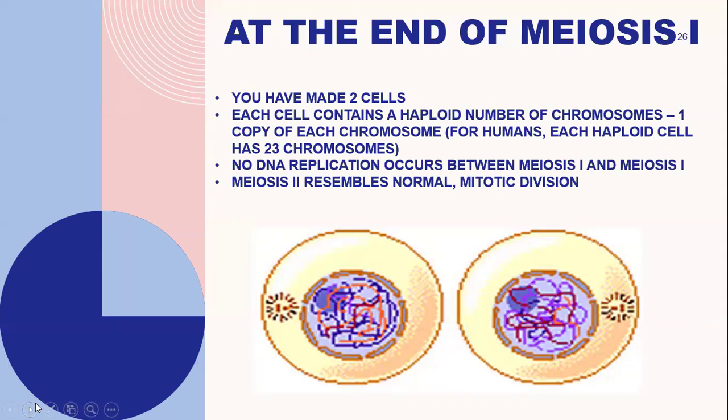So at the end of meiosis 1, we are not going to have DNA being replicated. Remember, I stated that when cell division is starting, DNA is replicated. That's how come a chromosome has got that extra strand, which is the replicated DNA. But in between meiosis 1 and 2, there's no DNA replicated.